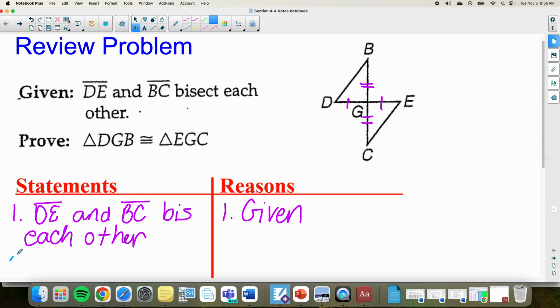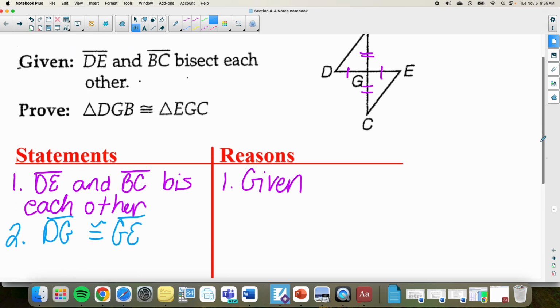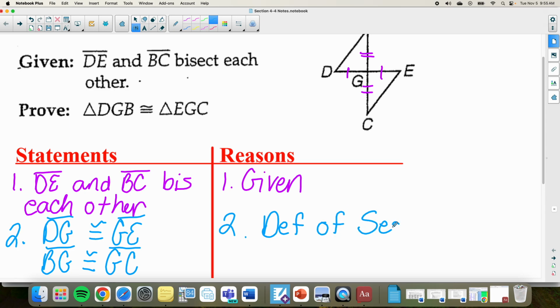So what I would say then is segment DG is congruent to segment GE. And in the same step, I could say that these two are congruent. So BG is congruent to GC. Okay, and that is definition of segment bisector.